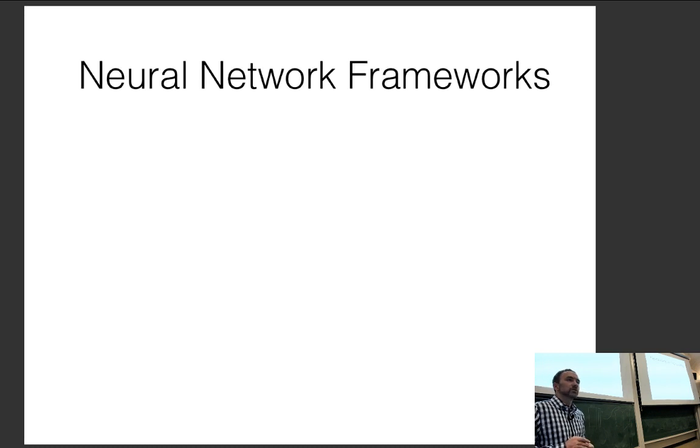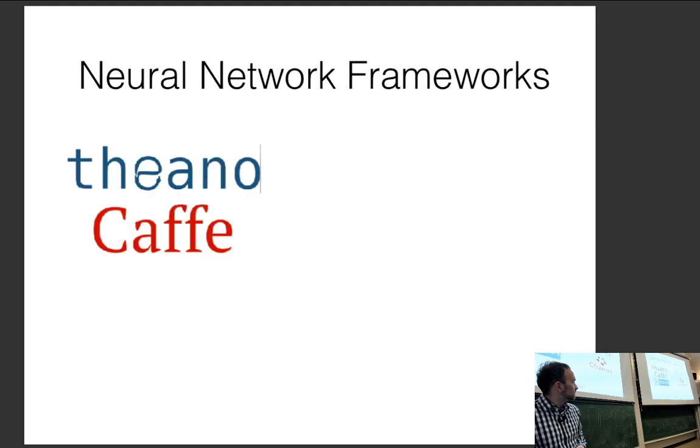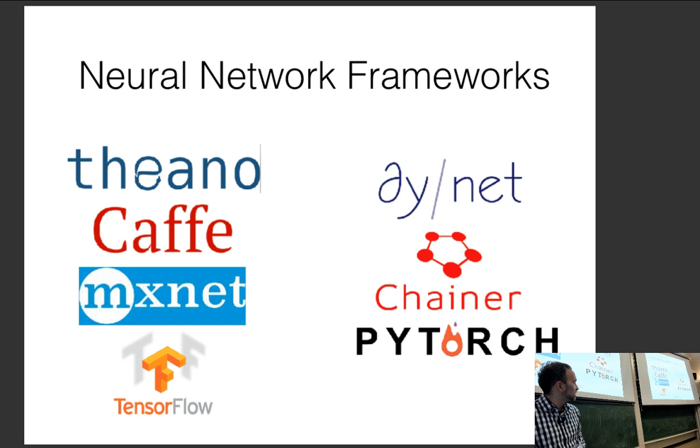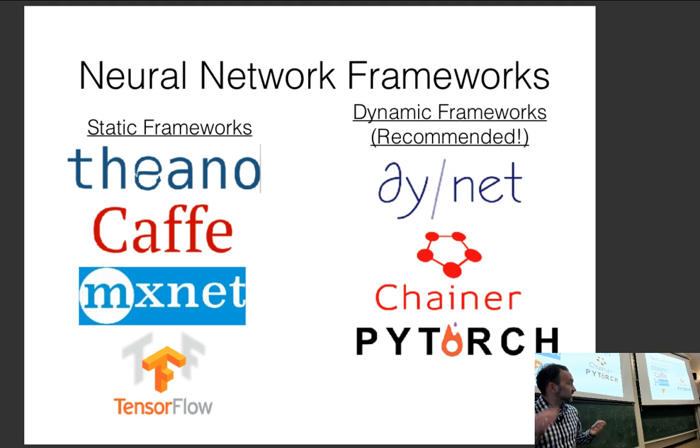The next question is what neural network framework you should be using. There's a bunch of neural network frameworks, both historically and nowadays. The ones on the left here are frameworks that either originally or still are kind of static computation graph frameworks or static implementation frameworks. The ones on the right are dynamic implementation frameworks. And I suggest the ones on the right for reasons that I'll make clear.